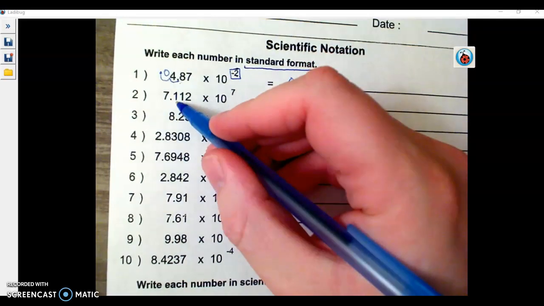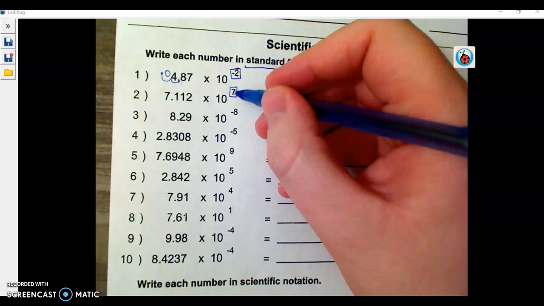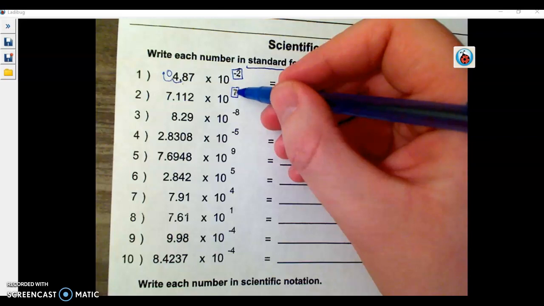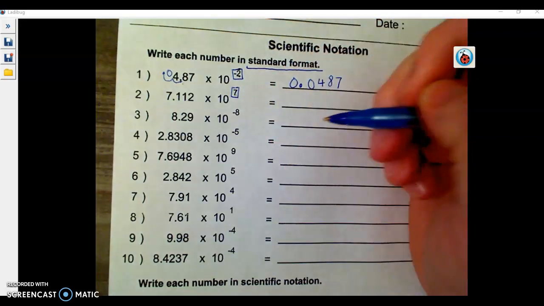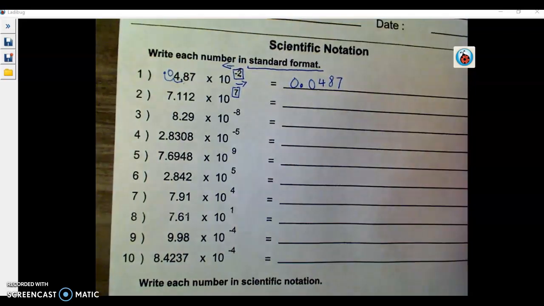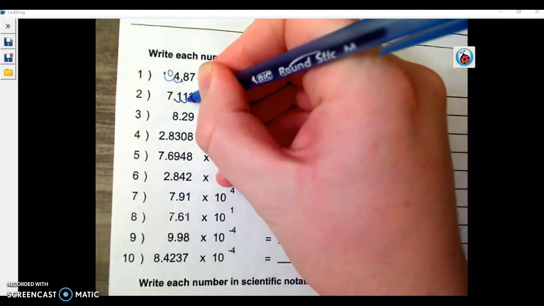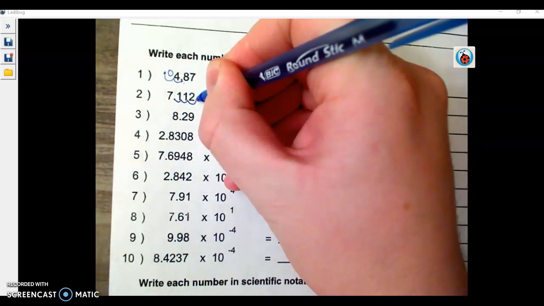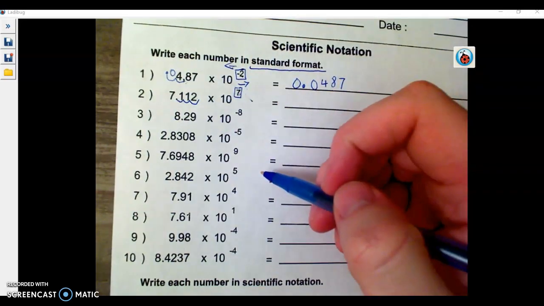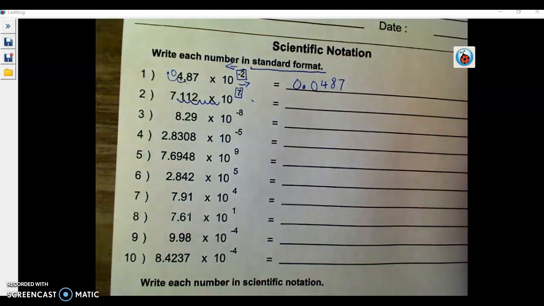All right. Number 2, this time we got a positive exponent. So I know that my number is going to be big. It's not going to be a decimal, it's going to be a very large number. I need to move my decimal 7 spaces to the right this time. Negative exponents go to the left, positives go to the right. So 7.112, I'm going to move it 1, 2, 3 spaces, gets me here. Then I would need to move 4 more spaces to get to 7. If you want to write it out, 1, 2, 3, 4, you can.